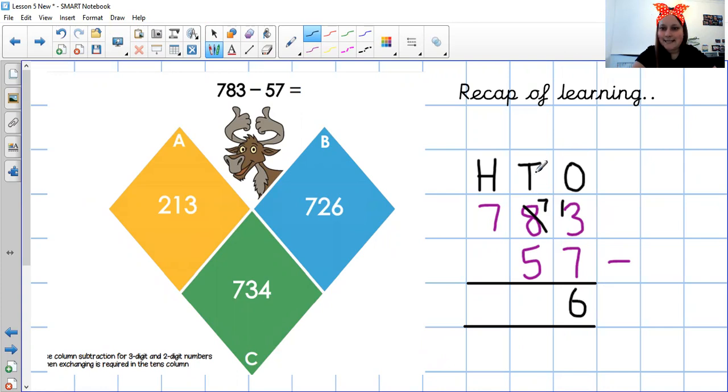Now we're going to work out our tens. So 7 tens subtract 5 tens, I'm going to be left with 2 tens, and 700 subtract 0, I'm going to be left with 700. So the correct answer is 726, so B.